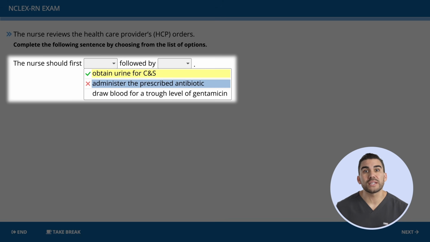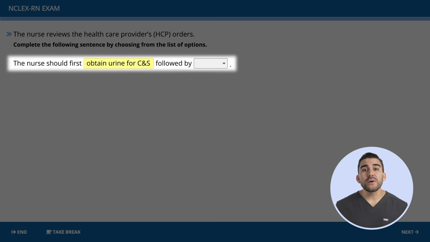Now the rest of the options in this column are incorrect, because administering the prescribed antibiotic is not the first thing to do. We have to take the cultures first. And drawing the blood trough for gentamicin is incorrect, because we haven't even given the gentamicin yet. So now we know the nurse must first obtain the urine for culture and sensitivity, followed by blank.